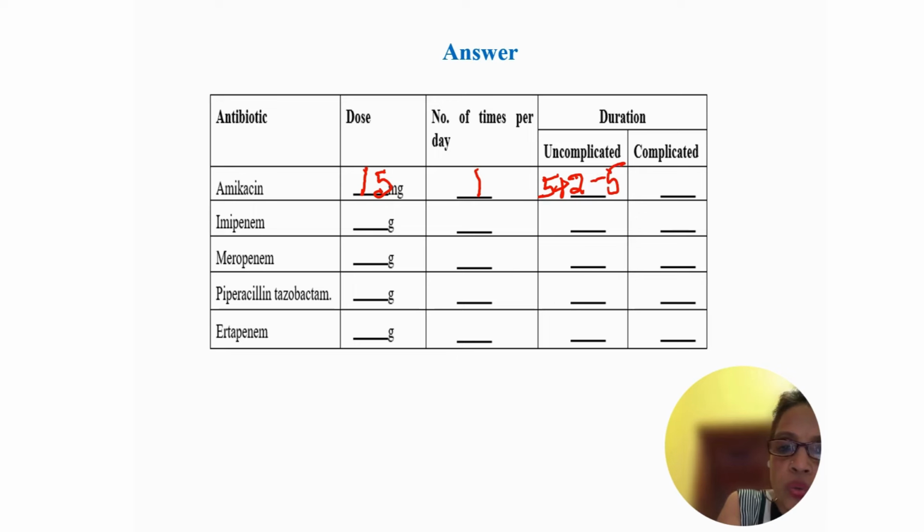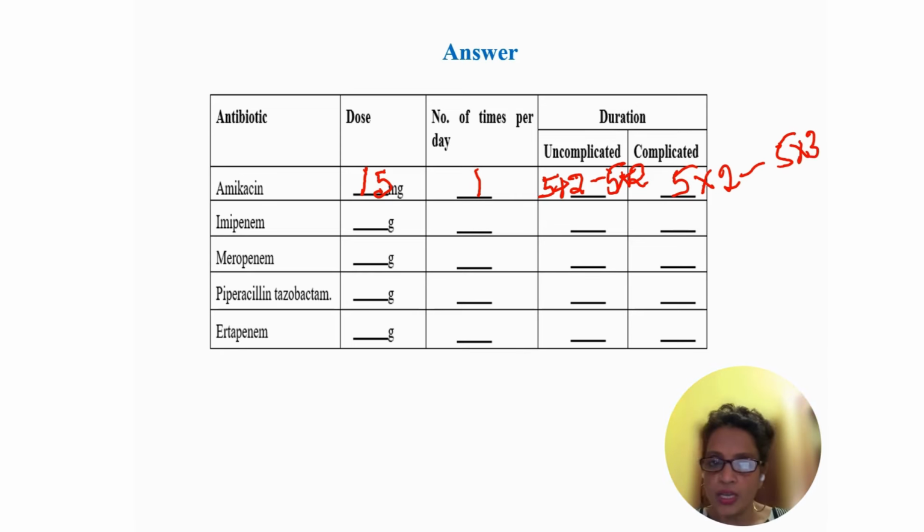5 into 2, that will be 10. So 7 to 10 days. While complicated pyelonephritis is treated for 10 to 15 days. 5 into 2 to 5 into 3. So that represents 10 to 15 days.